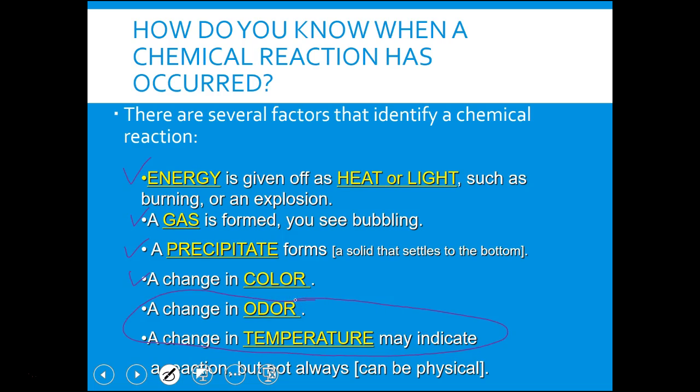So if you see a change in temperature or a change in odor, you have to also see one of these other 4, okay? If you don't see one of the other 4, then you don't know that you have a chemical change. It could be a physical change. So make sure that you know that the 4 that are checked are for sures. If I see heat or light given off, it's a chemical reaction. If I see bubbling, a gas is produced, it's a chemical reaction. If I see a solid being produced where there was no solid, it's a chemical reaction. And if I see a change in color that wasn't there before, it's a chemical reaction.